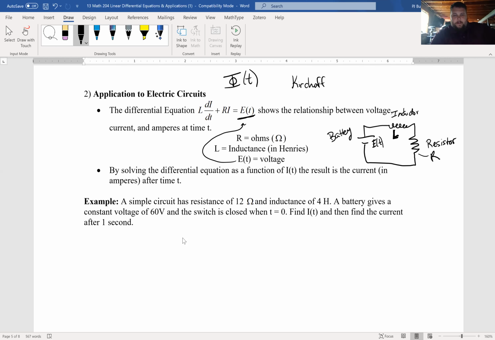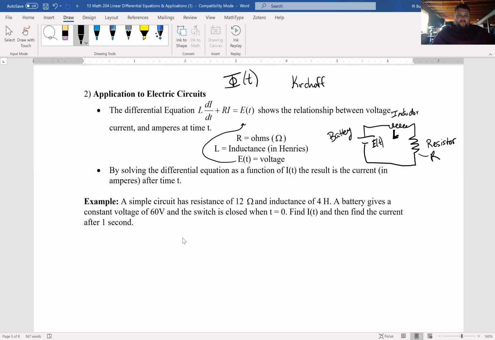So if we go around the loop, each one of these things is called a voltage drop. The voltage drop across the inductor is di dt times L. The voltage drop across the resistor is its current times its resistance. And those two things have to add up to the total voltage of the battery. So that's just some background. I don't require you to recite any of those things, but that's where this equation comes from.